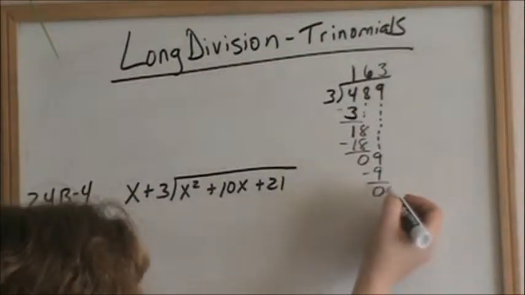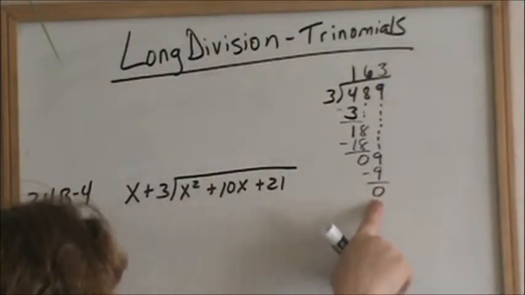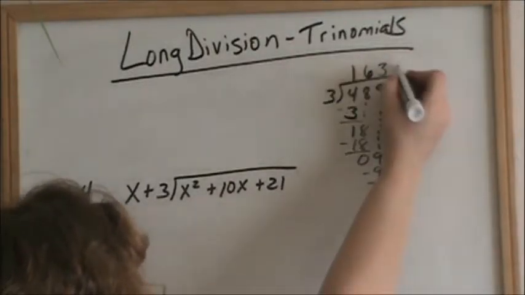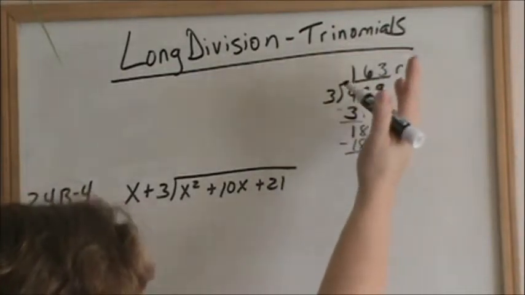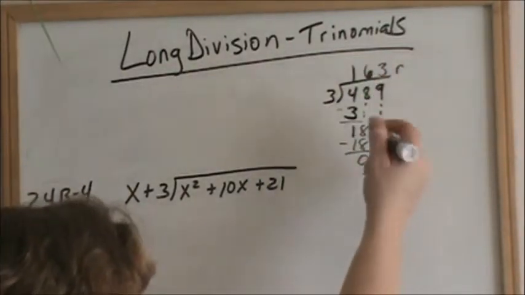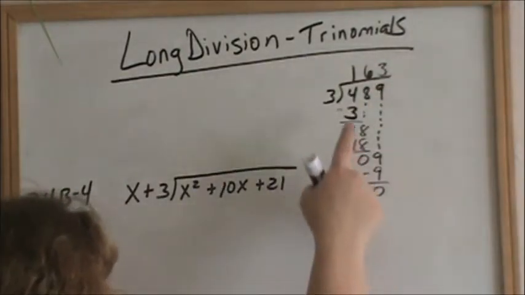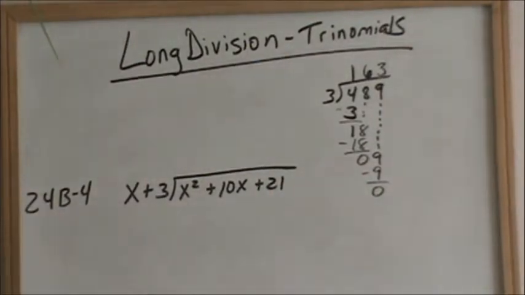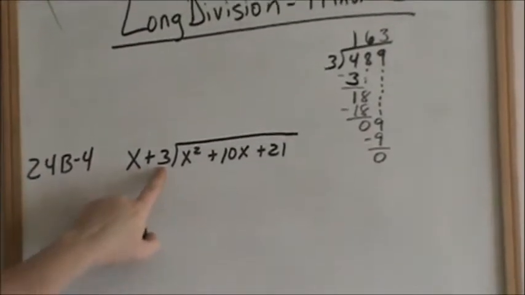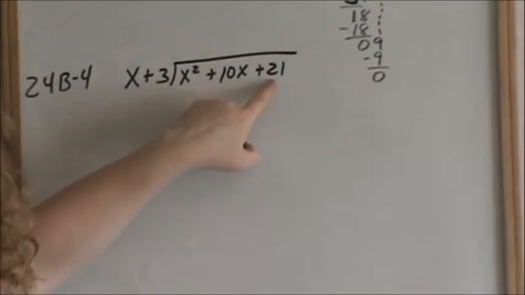Sometimes in the world of division, you could have a remainder. Sometimes you won't, sometimes you will. If you had a remainder, you would write it up here, remainder of 1, 5, 9, whatever the remainder was. And this one, we didn't have a remainder, so you didn't need to write it. Now let's take these same principles and apply them over here to trinomials. So we're going to be taking x plus 3, dividing it into x squared plus 10x plus 21.